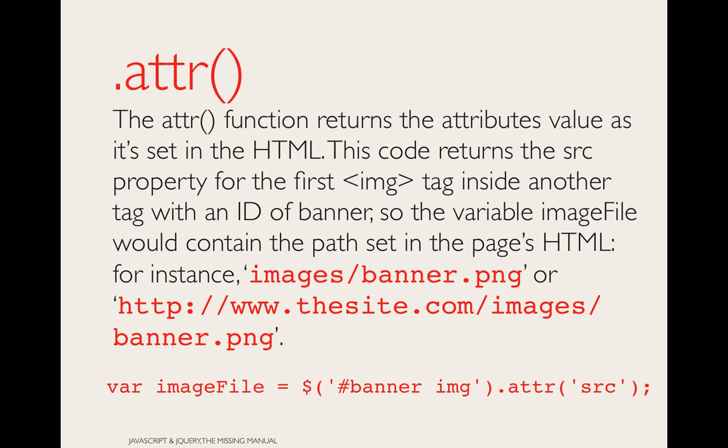This code returns the source property for the first image tag inside another tag with an ID of banner. It's not going to loop through them. It's just going to find the first one and say, okay, there you go. So the variable image file would contain the path set in the page's HTML, for instance images/banner.png if it's a relative URL, or http://www blah blah blah if it's an absolute path.